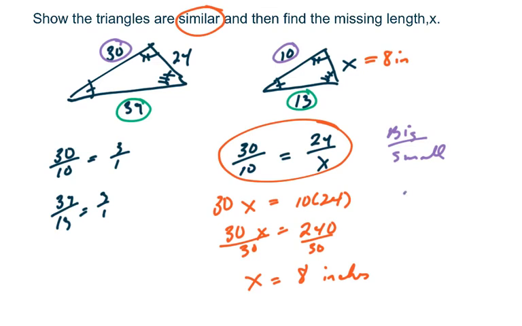Let's do 30 to 24 is equal to 10 to x. So I could have done it that way, where these are both coming from the big and these are both coming from the small. And we would have the same equation. 30x is equal to 24 times 10. So forth, so on. So there are several ways you can do it as long as you get your corresponding ratios set equal to each other.